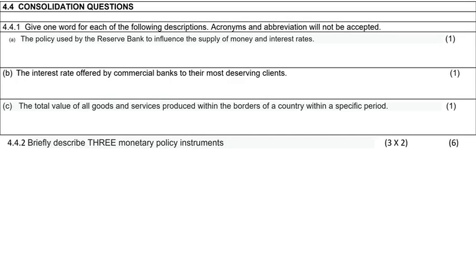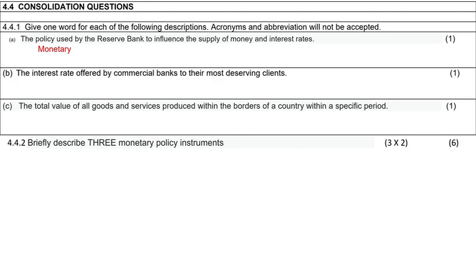Right, the consolidation questions here. Give one word for each of the following descriptions. Acronyms and abbreviations will not be accepted. The policy used by the Reserve Bank to influence the supply of money and interest rates. We just heard now that these are the two instruments used by the monetary policy. You don't have to write the word policy there because it says the policy used. So it's the monetary policy.